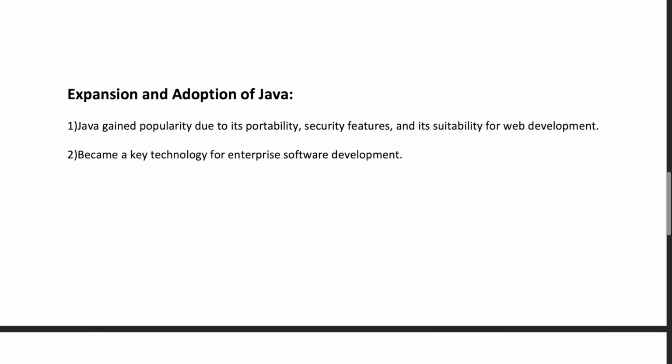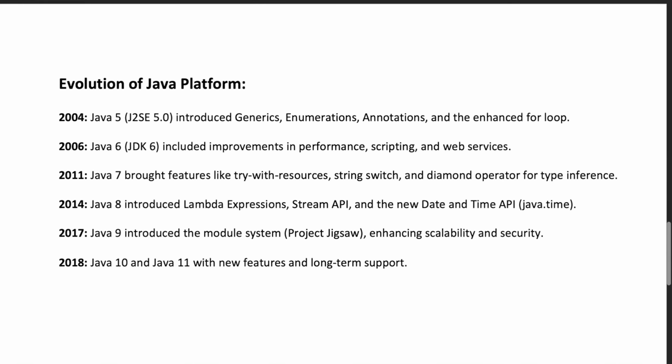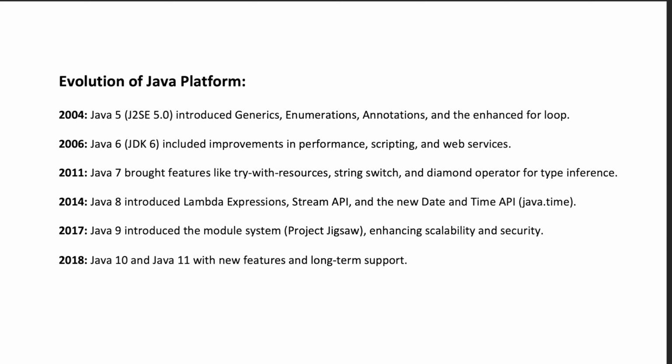Okay, let me discuss the evolution of the Java platform. In 2004, Java 5, J2SE 5.0, was released. In that, we got generics, enumerations, annotations, and enhanced for loops. These are the capabilities that were added in Java 5. Then in 2006, Java 6 was released. JDK 6 included improvements in performance, scripting, and web services.